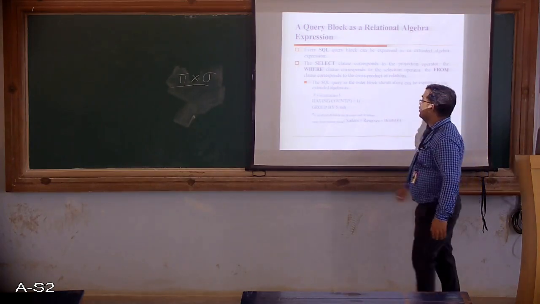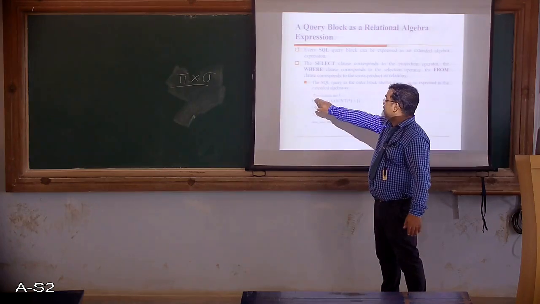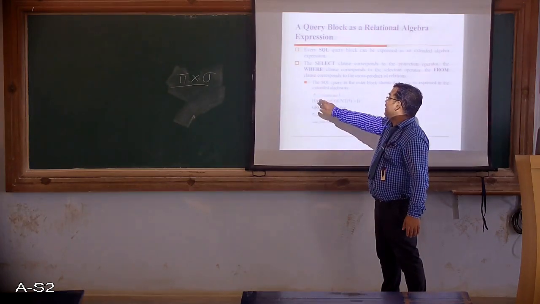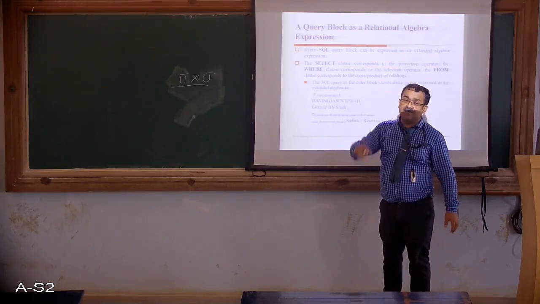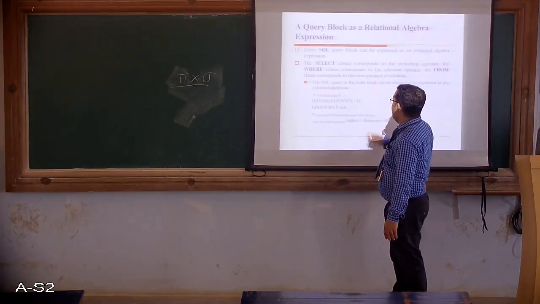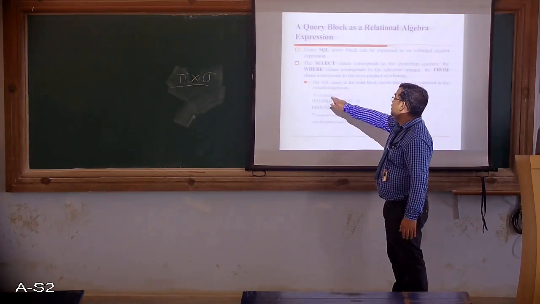For the outer block, what do you need? This is the projection. What do you want to project? Seller ID and the minimum RD. Minimum RD means the earliest reservation date. Having count we are bringing up because these are part of the projections.